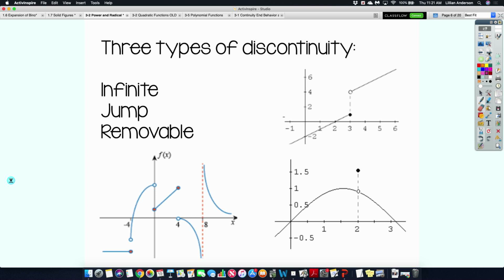There are three types of discontinuity. You have infinite discontinuity, which is the same thing as having an asymptote. Okay? A vertical asymptote, let me be more specific. A jump, which you see a lot of in piecewise functions. And removable, which is also called a hole. Those are your three types of discontinuities. And all these graphs that you see on this picture, none of them are continuous. Every single one of them has some type of discontinuity.